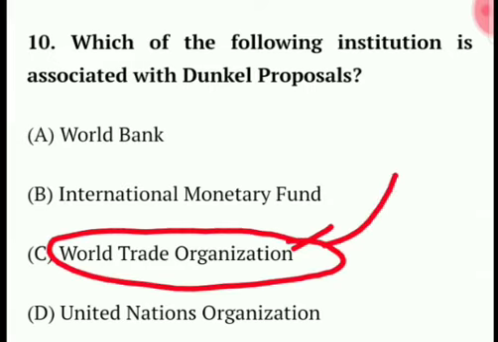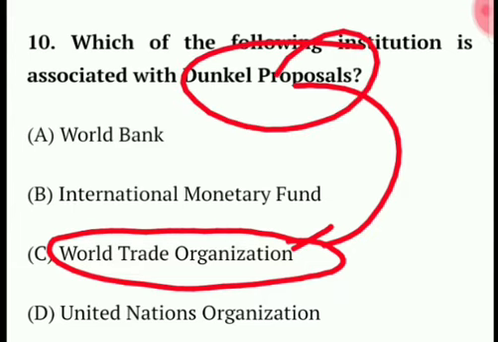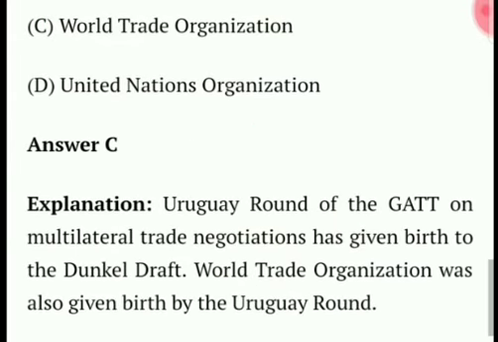So WTO is associated with Dunkel Proposals, and let me show you the explanation also: the Uruguay round of GATT on multilateral trade negotiations has given birth to the Dunkel draft, and WTO was also given birth by the Uruguay round. So both GATT and the Uruguay round gave birth to WTO and the Dunkel draft, so both are associated.